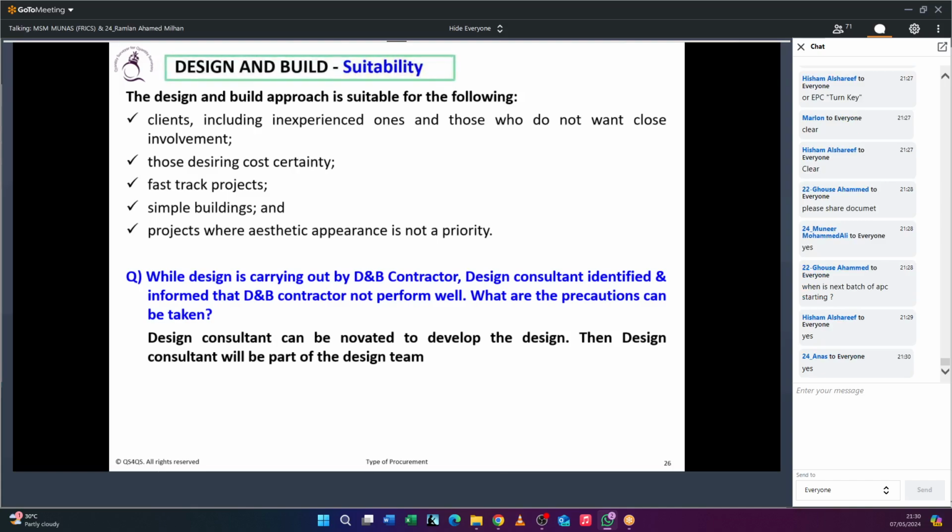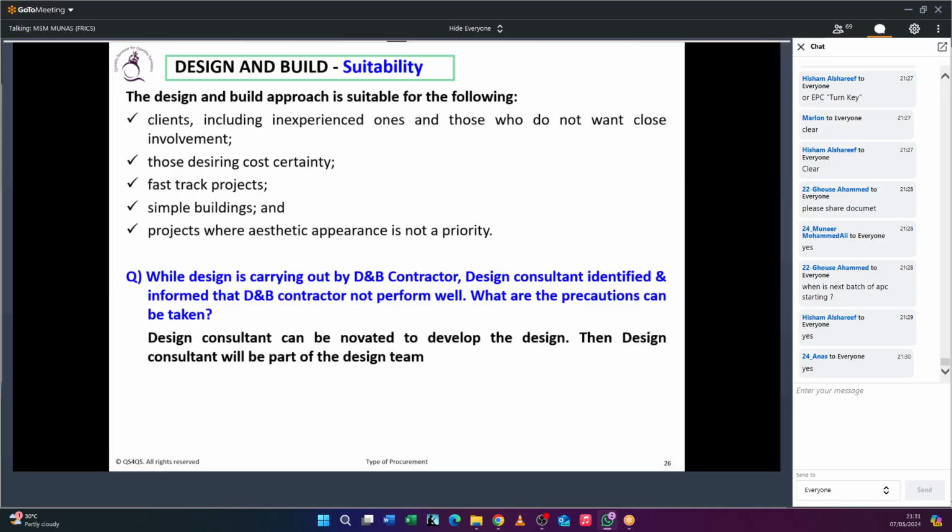Okay, so good night to everyone. Can I ask one last question? Go ahead. Yeah, go ahead. If the contractor is not experienced in design and is hiring a third party, who is responsible for the design, the third party consultant or the contractor?